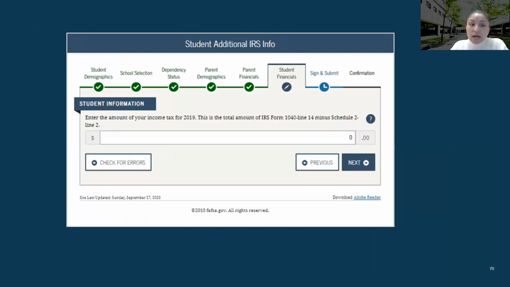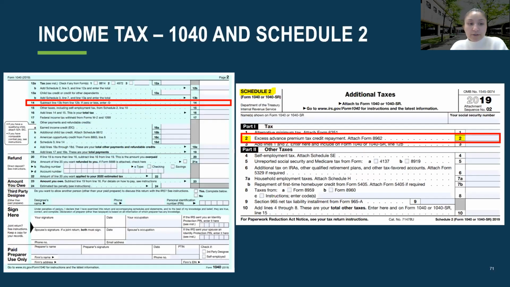Moving forward, the following question will ask you, enter the amount of your income tax for 2019. This is the total amount of IRS Form 1040, line 14, minus Schedule 2, line 2. So once again, I'm going to reiterate, if you only have a 1040 and not a Schedule 2, you're only going to be focusing on line 14 minus 0. So keep that in mind if you do not have a Schedule 2.